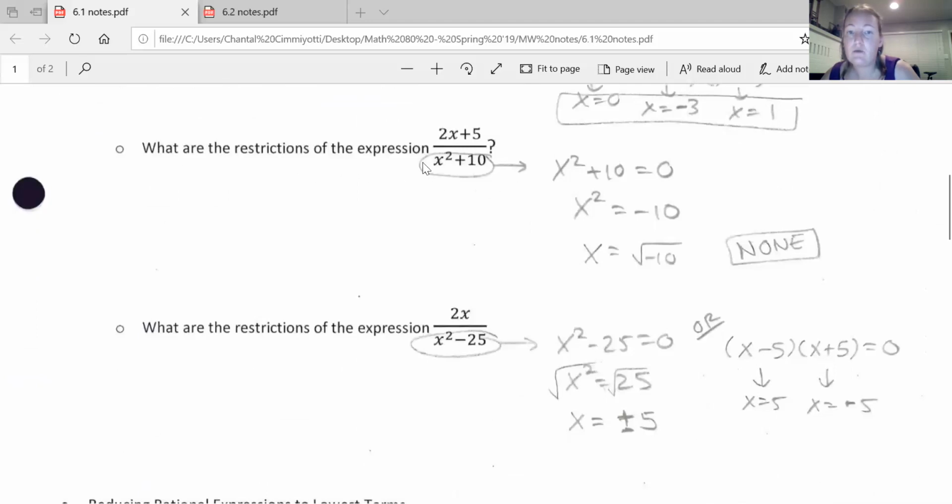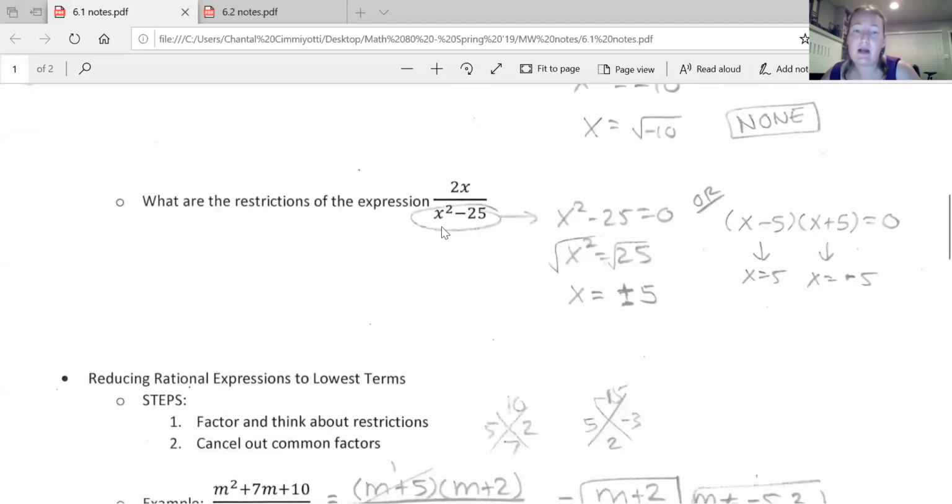The restrictions on this, what makes this 0? Well, I say none. The reason is that whenever you square something and you add 10, you're not going to get 0, because you're always going to have a positive when you square something. And then when you add 10, you're never going to have 0. The smallest thing you could have would be 10, from 0 squared, plus 10 being 10. Algebraically, you'll have the square root of a negative, which is an imaginary number. We will talk more about that in a later chapter. But for now, what you should realize is you cannot take a square root of a negative in the real number system. So that doesn't happen.